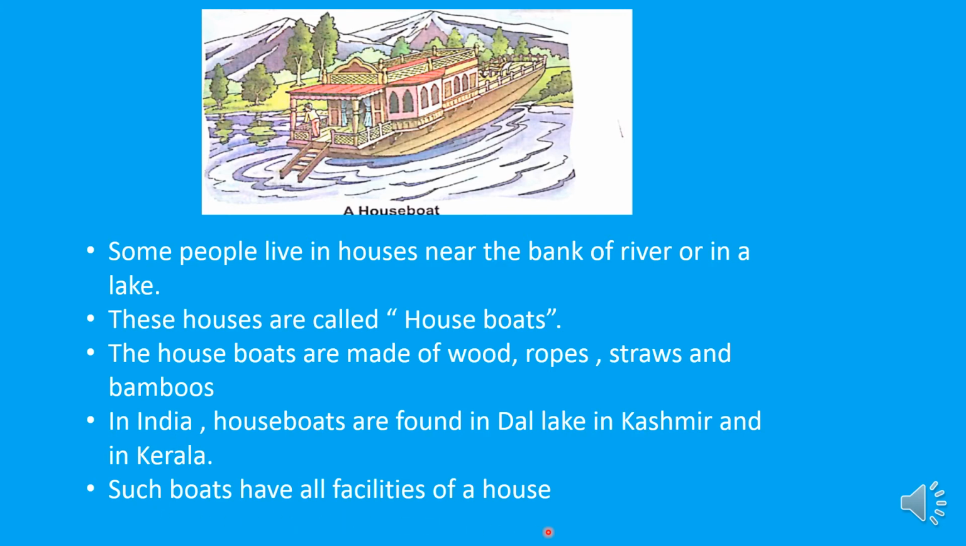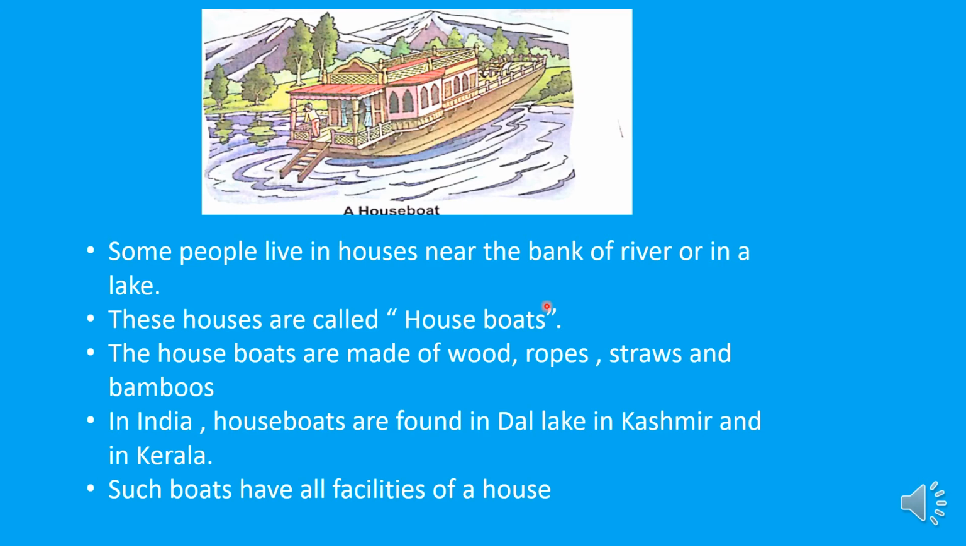Such boats have all the facilities of a house. Houseboats float on water and have their own arrangements, such as a water tank for drinking and washing, a separate sewage tank, a waste disposal system, etc. They have all the facilities. Houseboats are usually seen in Kerala and Kashmir.